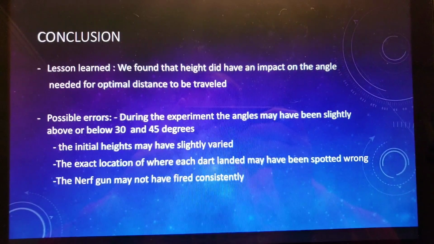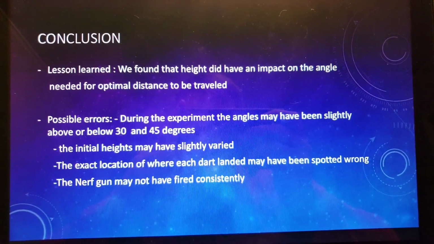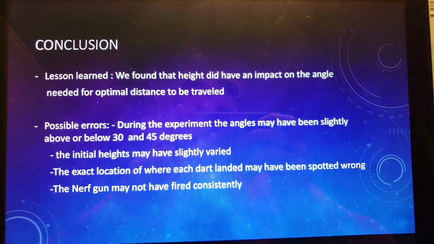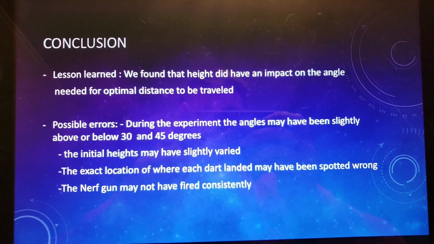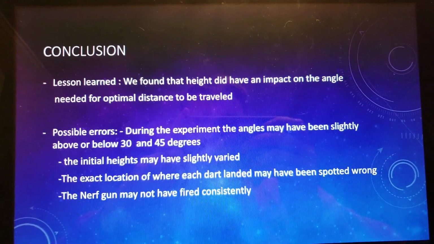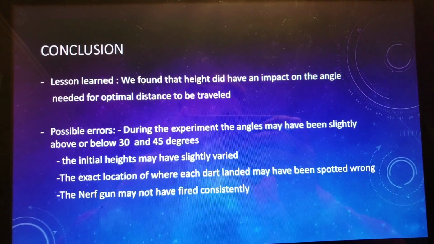In conclusion, we found that height did have an impact on the angle needed for optimal distance to be traveled. There were a couple possible errors that might have occurred during this experiment. This included that the angles may have been slightly above or below 30 and 45 degrees. The initial heights may have varied slightly.